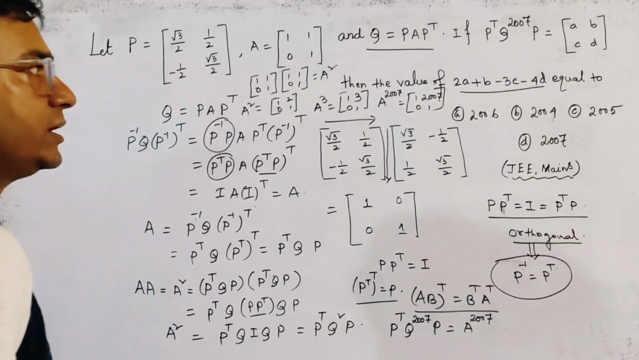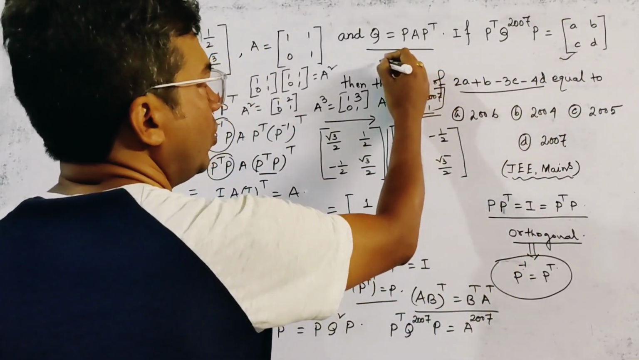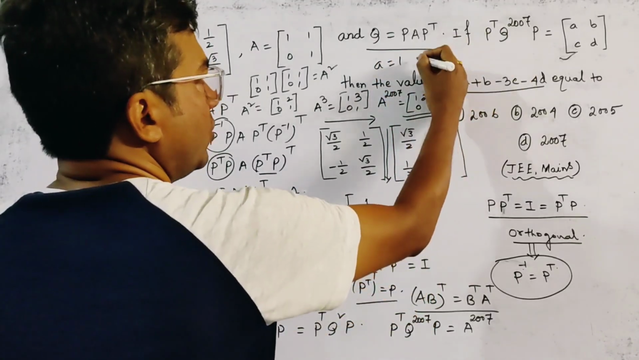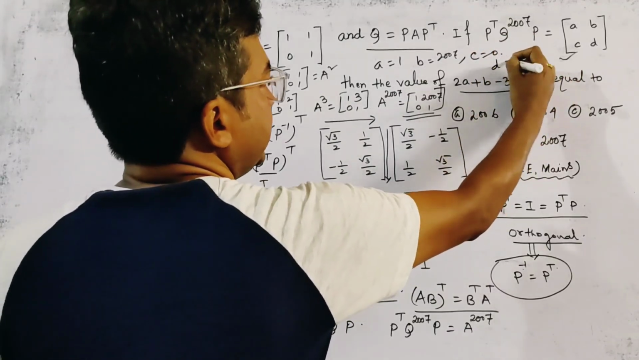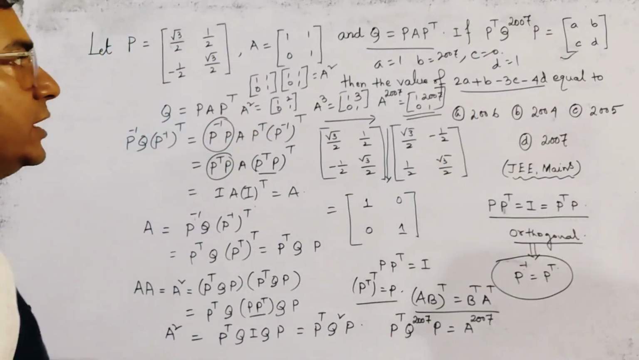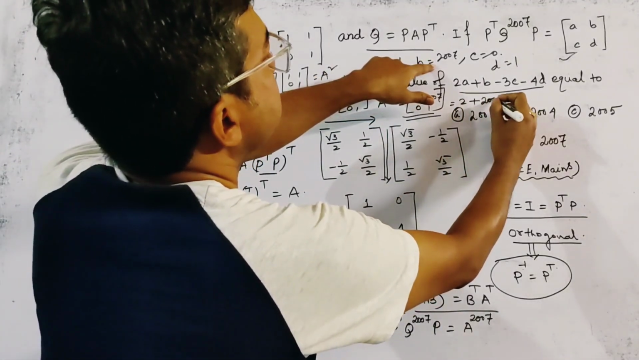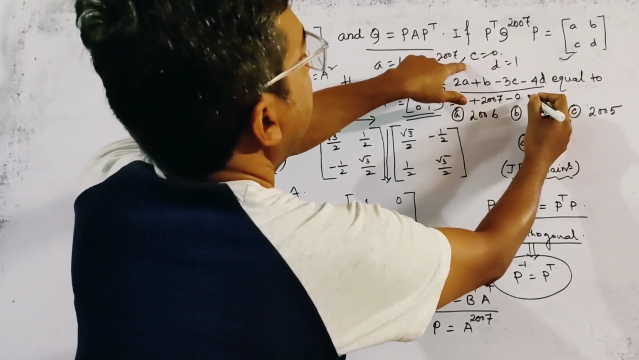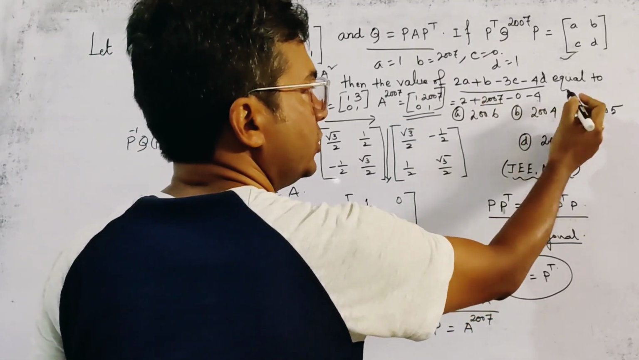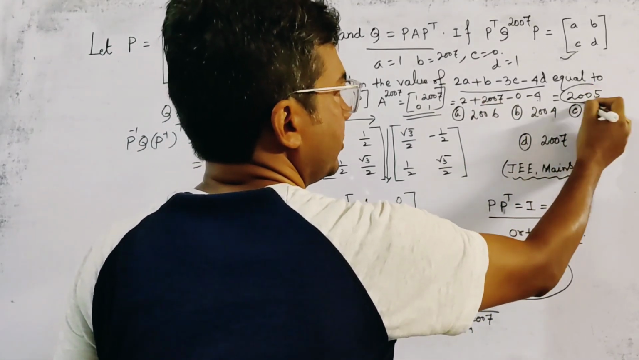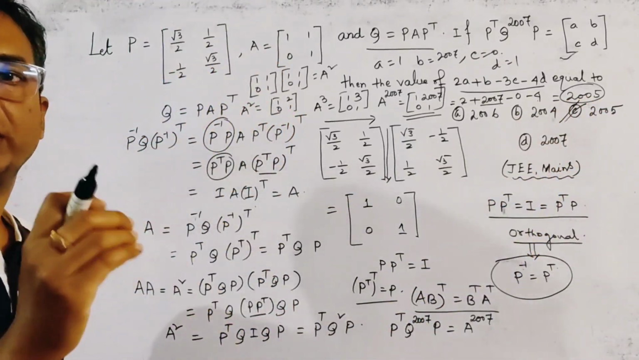So A raised to the power 2007 is nothing but 1, 2007, 0, 1. Clear? And comparing this matrix with this, we get the value of A is 1, the value of B is 2007, the value of C is 0, and the value of D is again 1. Right? Now putting the values here: 2 plus 2007 minus 0, and minus 4. So we get 2007 plus 2 minus 4, which is 2005. Okay? So we get option C as the correct option.